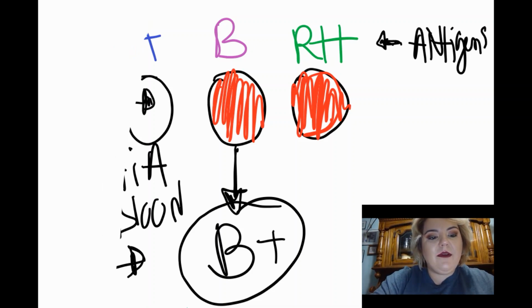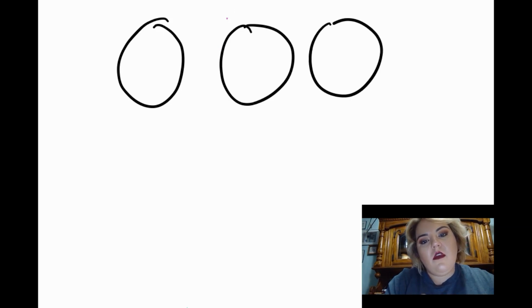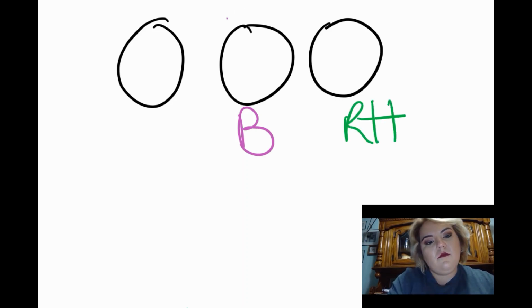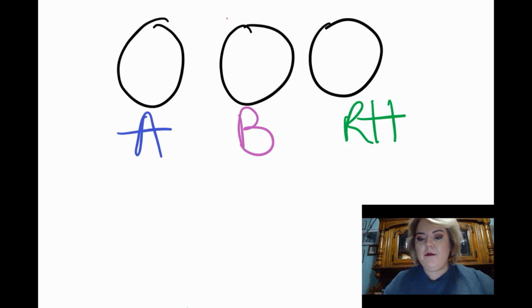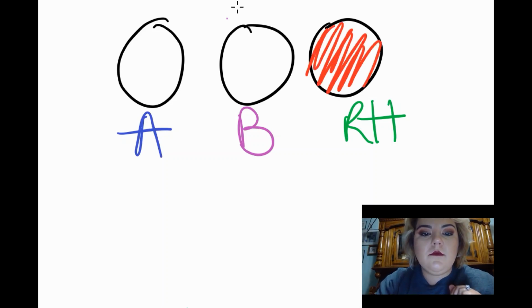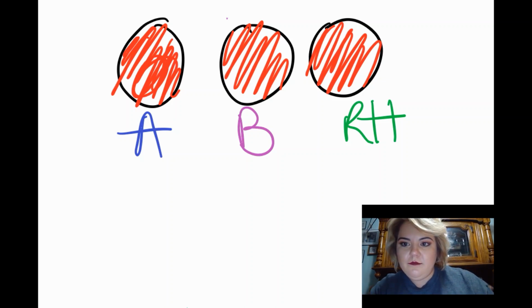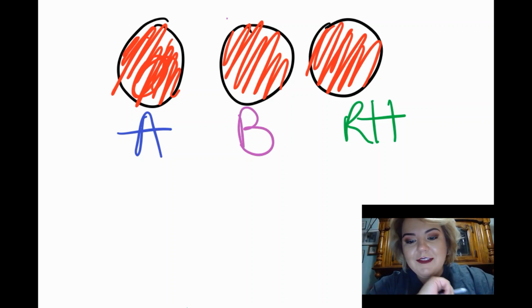Okay, let's try another one. Let me get this erased here. All right, let's put our test tubes back up there and our labels. Okay, so I have patient number 2's blood, about to drop it in. All right, agglutination. Okay. All right, so look at all of these agglutinations.